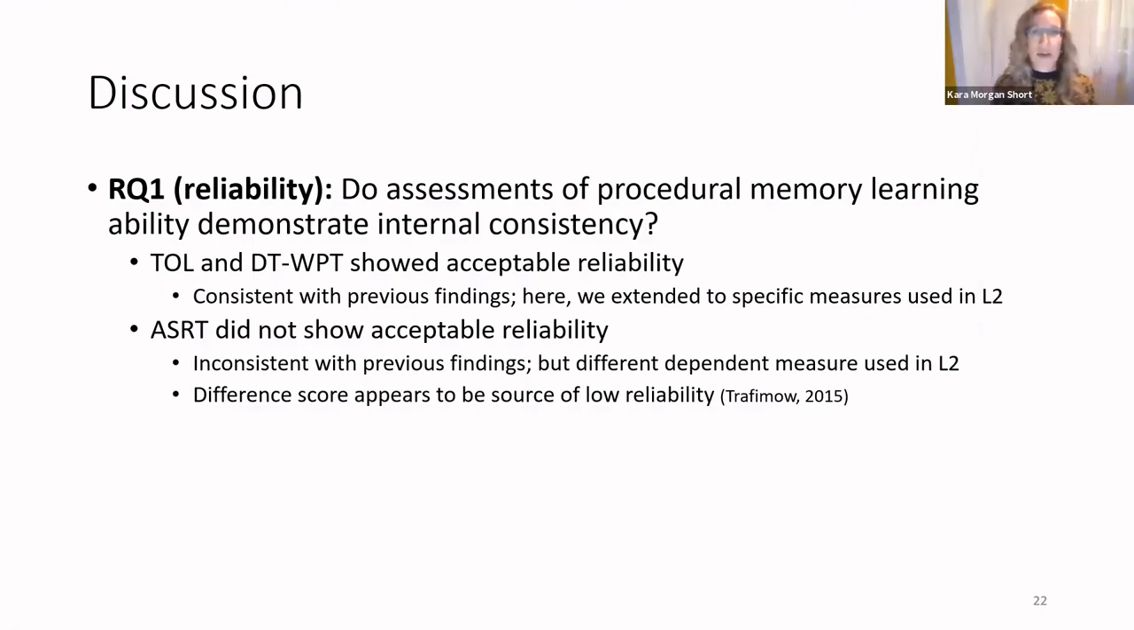The ASRT, the alternating serial reaction time task, on the other hand, did not show acceptable reliability, and this is inconsistent with previous findings. But we're basing it off of a different dependent measure here. Specifically, we were using a different score that had been used in second language research previously, and we believe this different score appears to be the source of the low reliability.